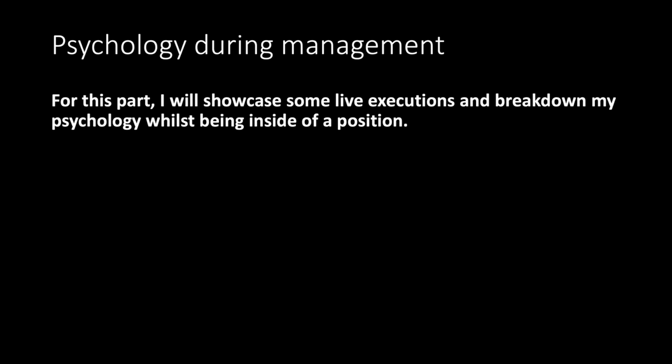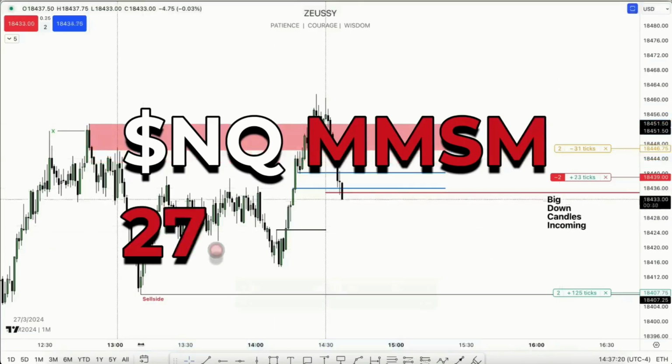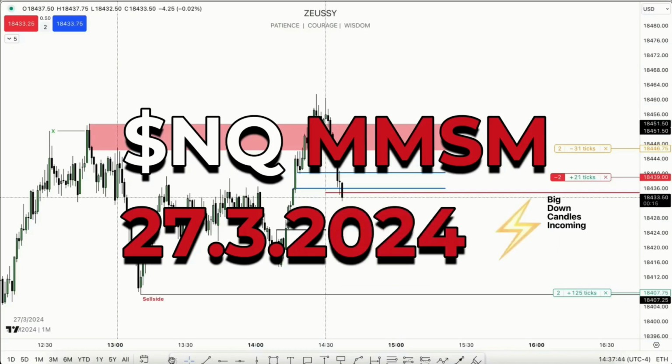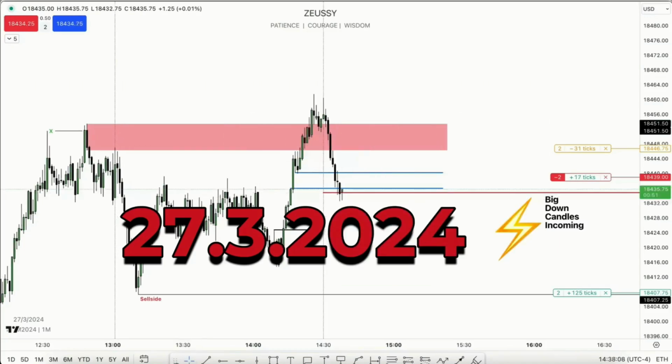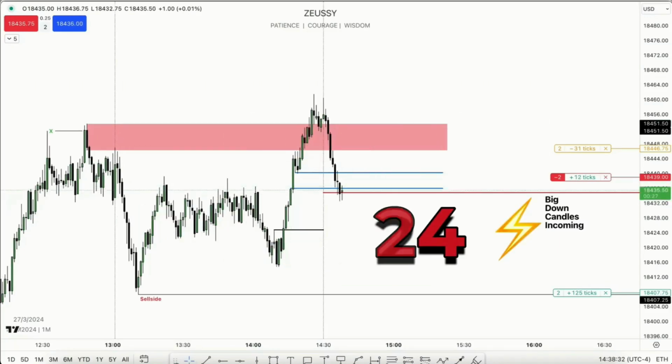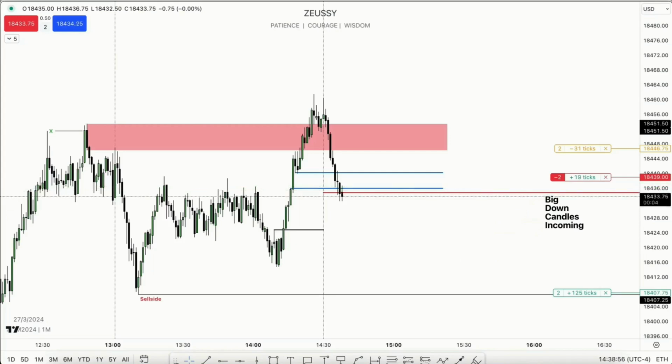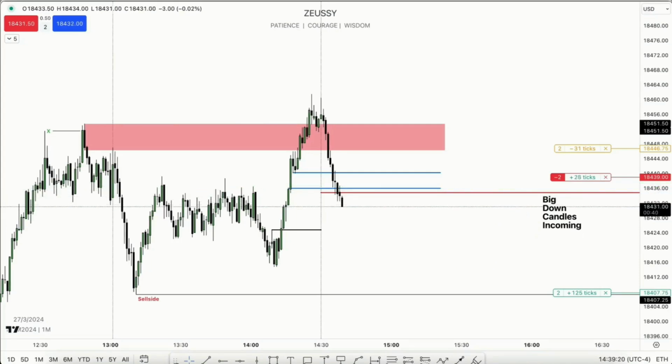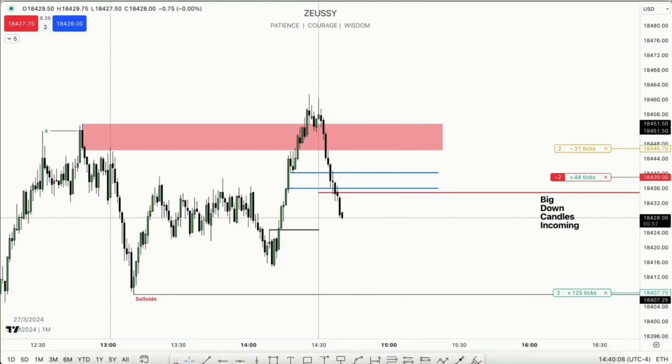of managing the position. We're going to take a look first of all at an execution that I took on the 27th of March 2024. As you can see, I went short on the Nasdaq inside of an inversion reverse gap. The entry is of course point A, as we know. I was anticipating big down close candles to come.